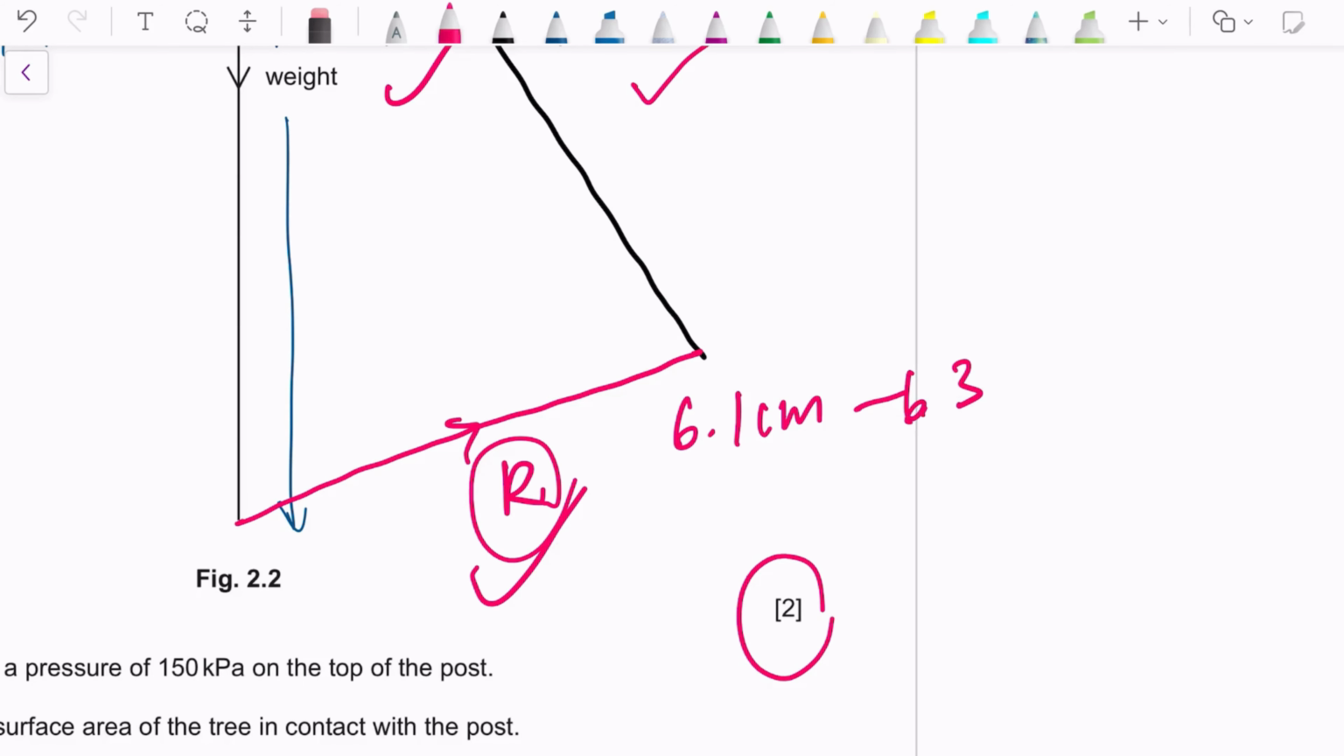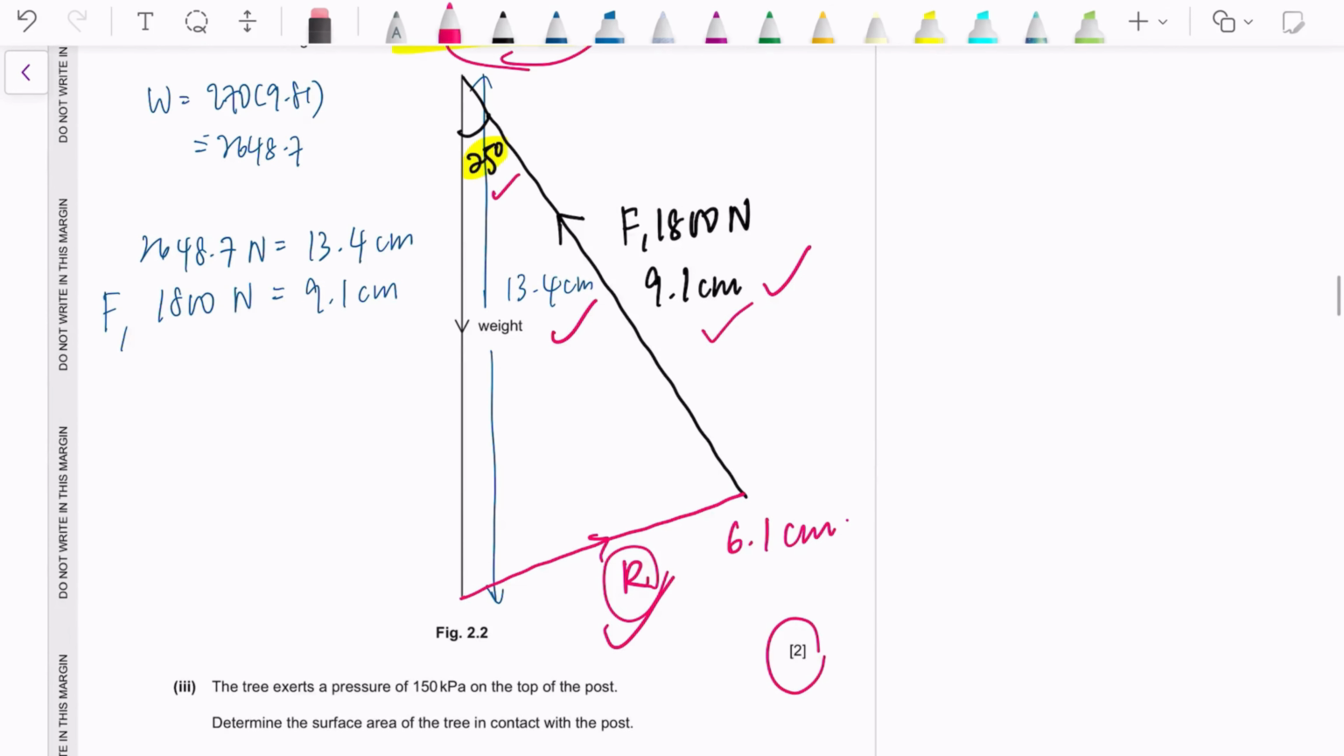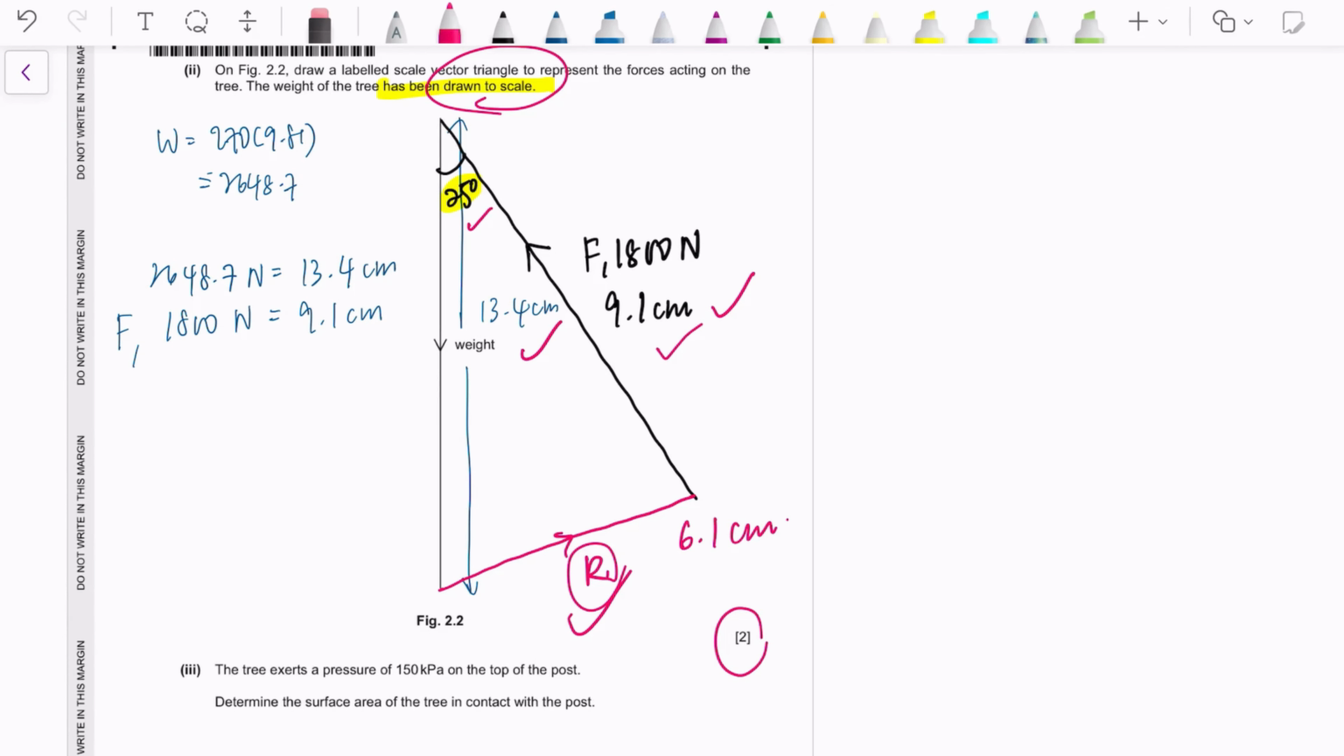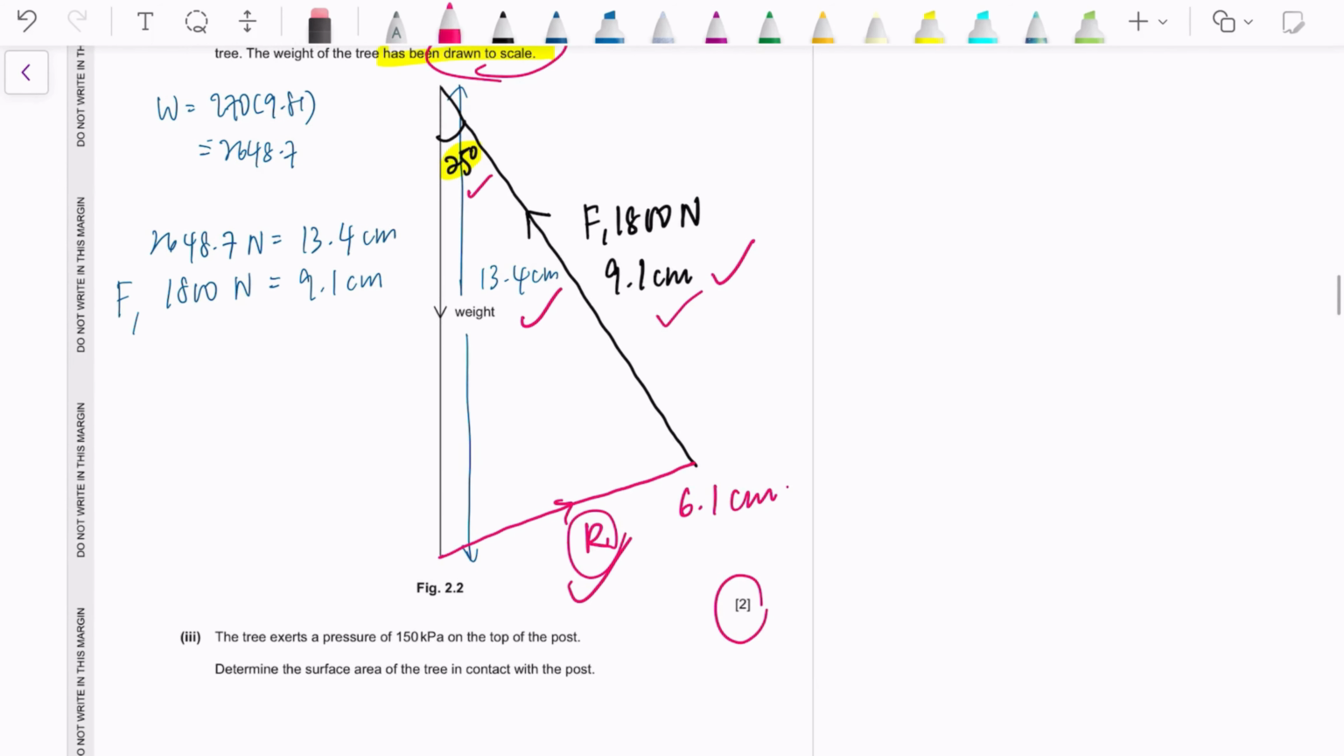You don't give the examiner a choice, okay? I am giving you the range because it can fall between there. So if it's 6.1, just write 6.1 cm and label your R. It's a closed triangle because it's an equilibrium. Okay, so you got your 2 marks. So accuracy is really important here.